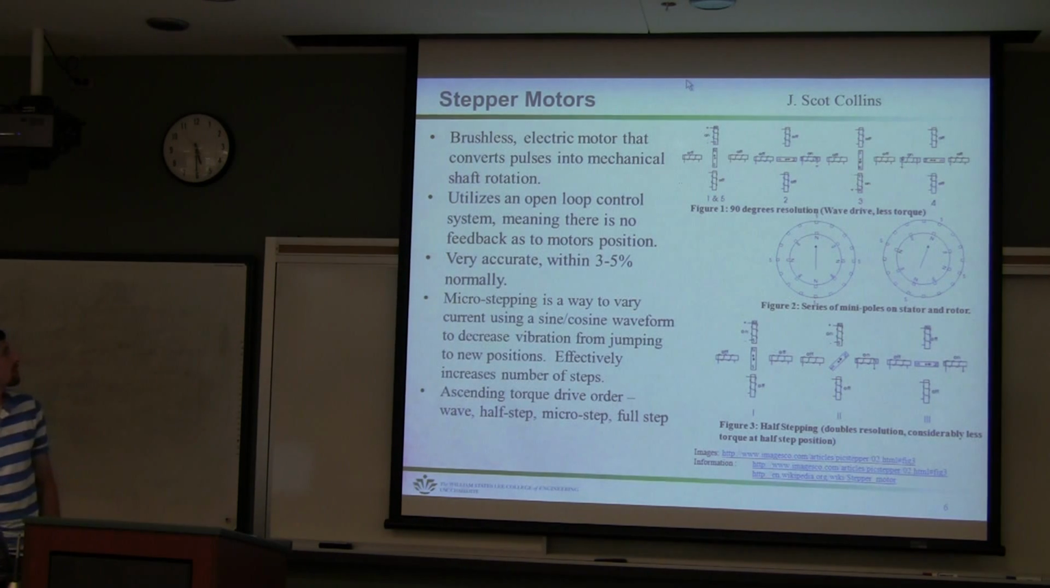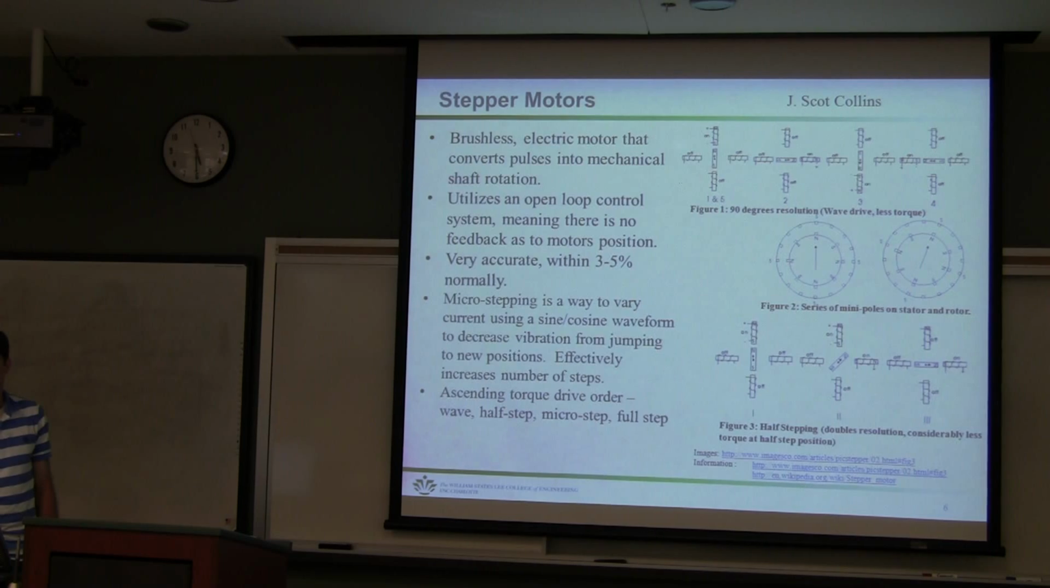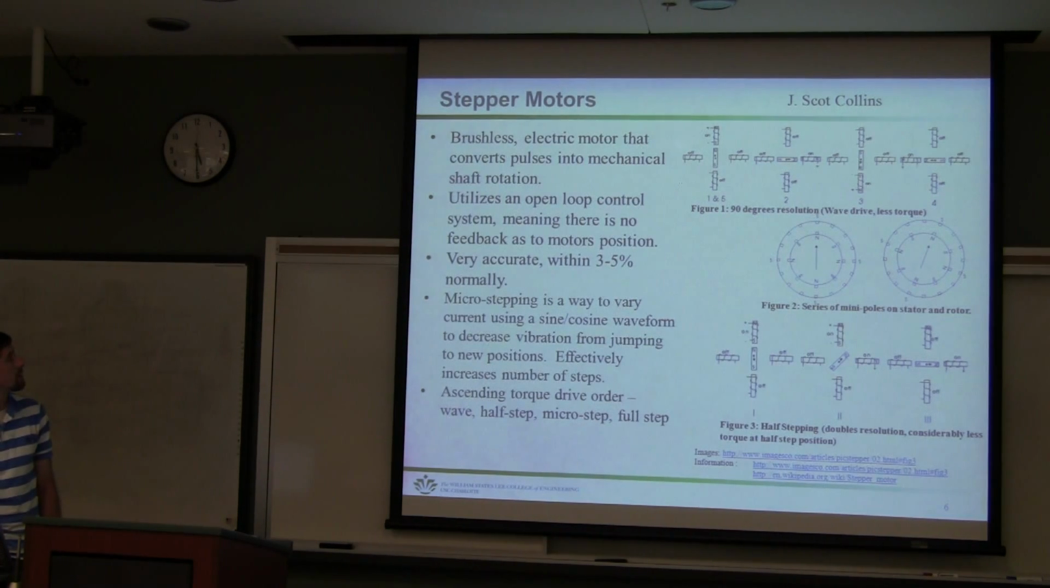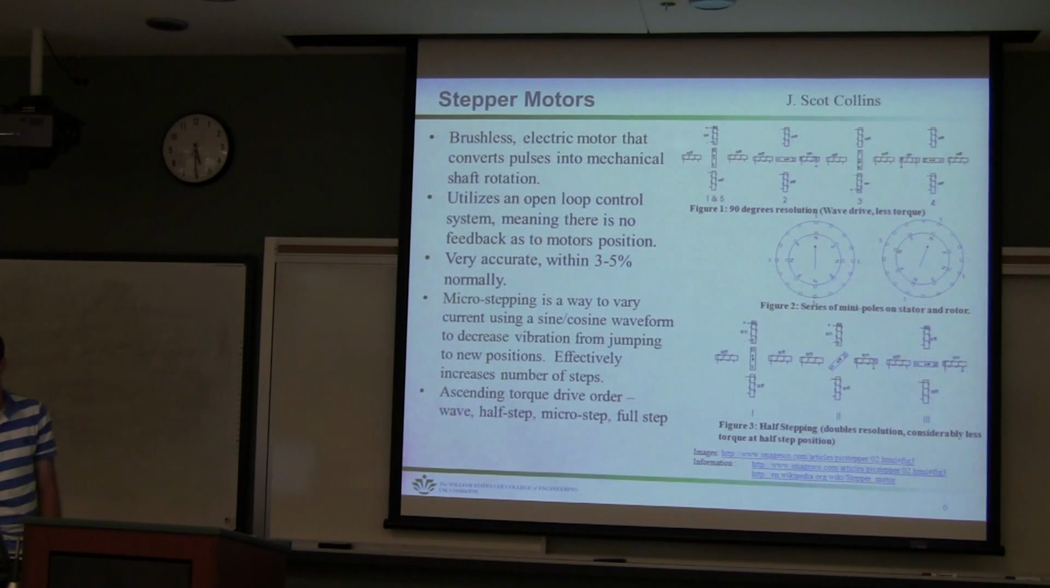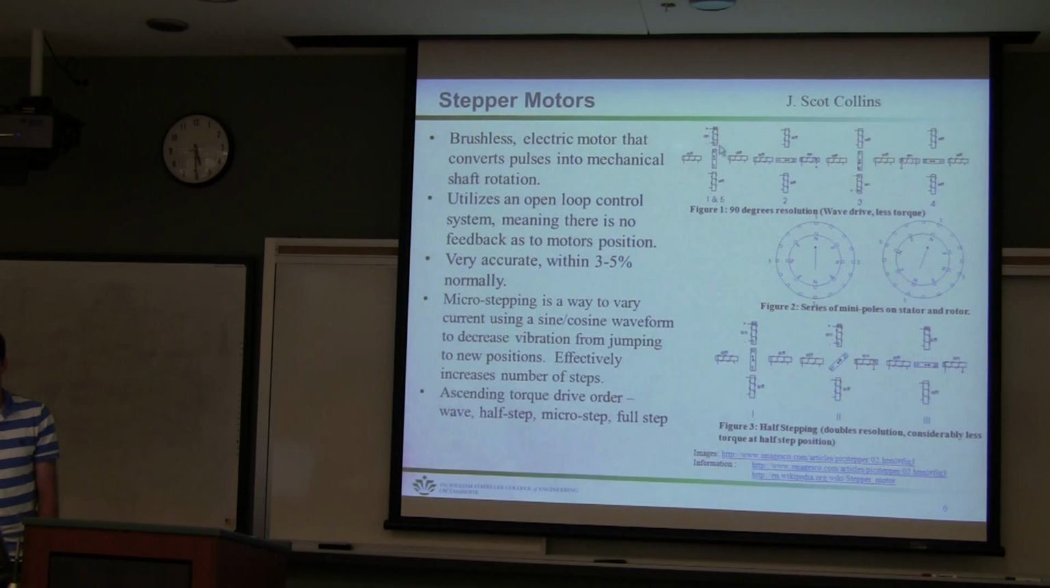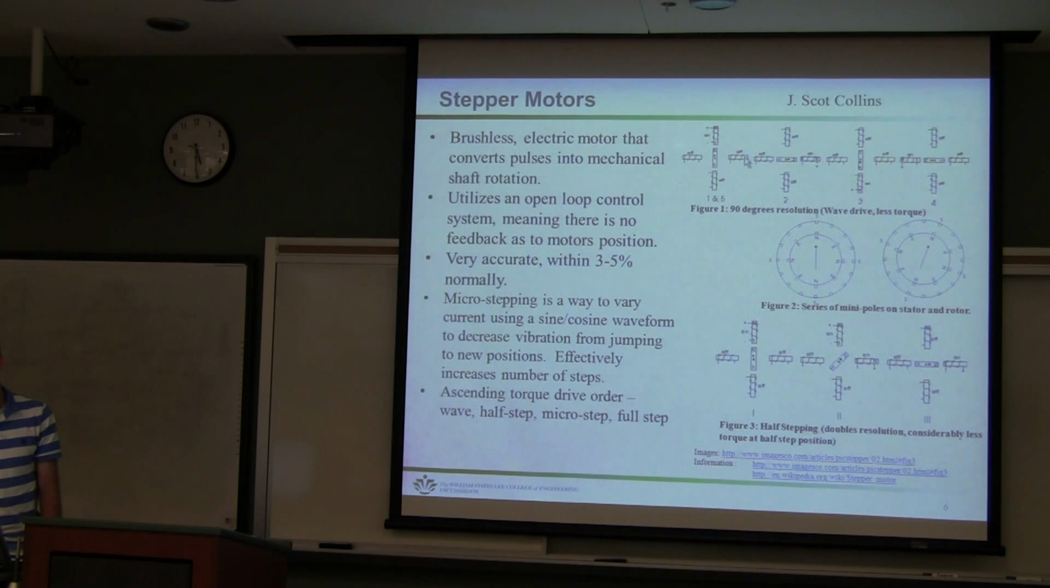Okay, my concept was on stepper motors. I won't go into the details of the brushless since it was just covered, but it is a brushless electric motor that converts pulses into mechanical shaft rotation. In other words, in this top picture in figure 1, depending on the direction of current flowing through the wires here, it will create a magnetic charge, and it will attract opposites, and you can change the current to different stators, and you will force the rotor to turn. It utilizes an open loop control system, meaning that there is no feedback as to what position it's in. It's pretty much in the position of wherever the magnetic force is turned on with the current.